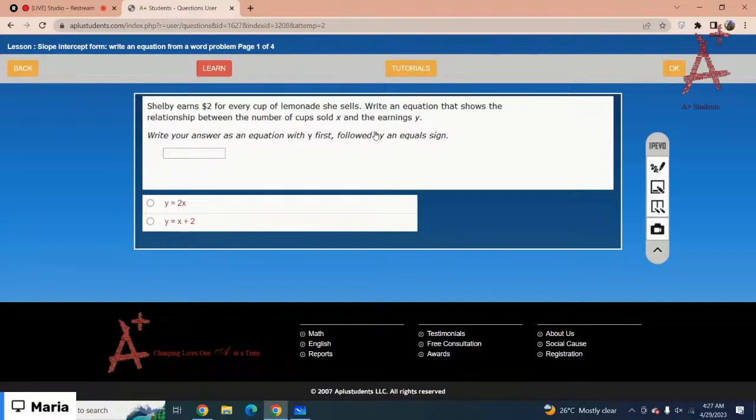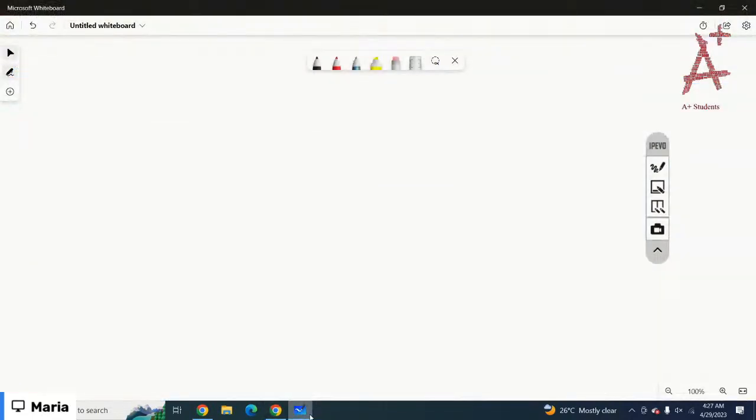Shelby earns $2 for every cup of lemonade she sells. Write an equation that shows the relationship between the number of cups sold x and the earnings y. You have to find the relationship between the x and y. So for each cup, she earns $2. So you have cups and earnings.